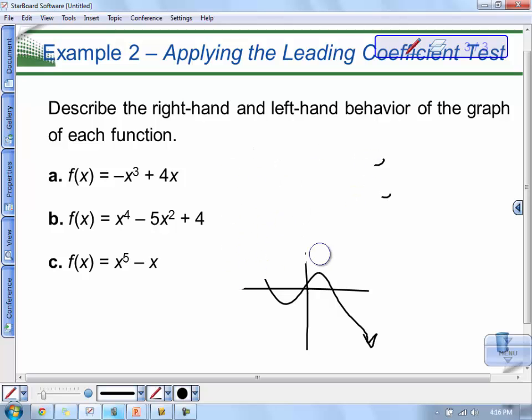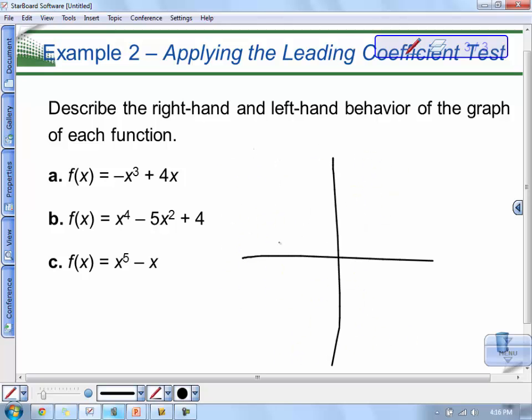The next one, fourth degree. We know the fourth degrees are both positive infinity. We know it's going to look something like this.